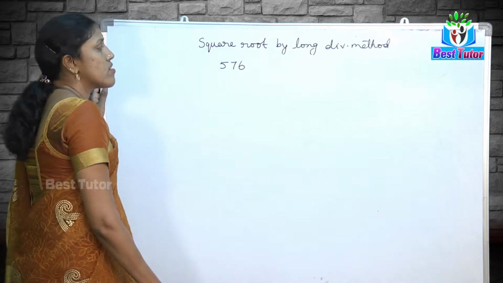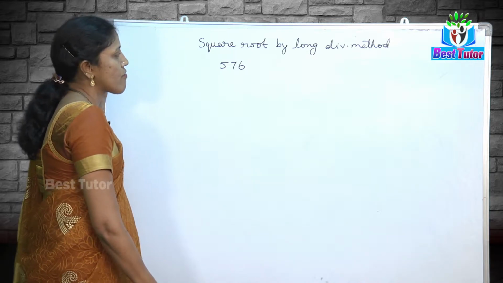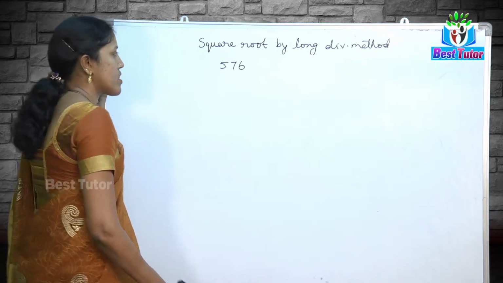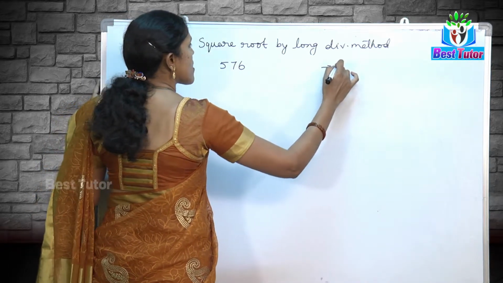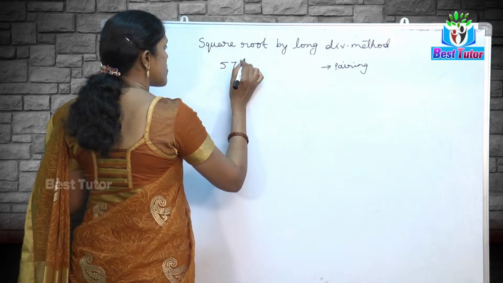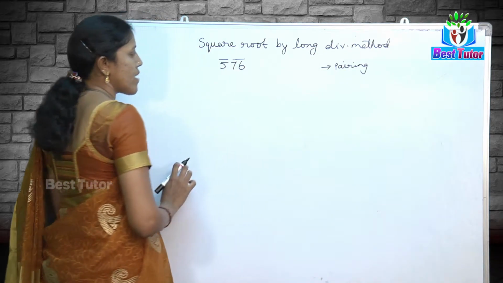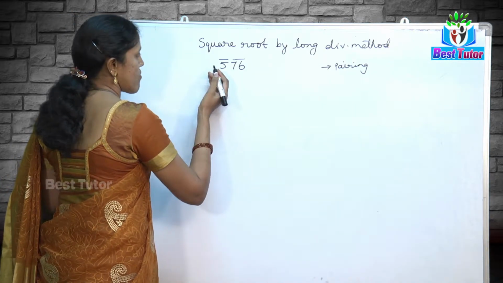576. This is going to be a perfect square. We are going to find out the square root of 576 by long division method. Let us follow step by step. The first step is pairing. Pairing of numbers. This is a procedure to pair the numbers. We are going to start pairing up the numbers from right to left.